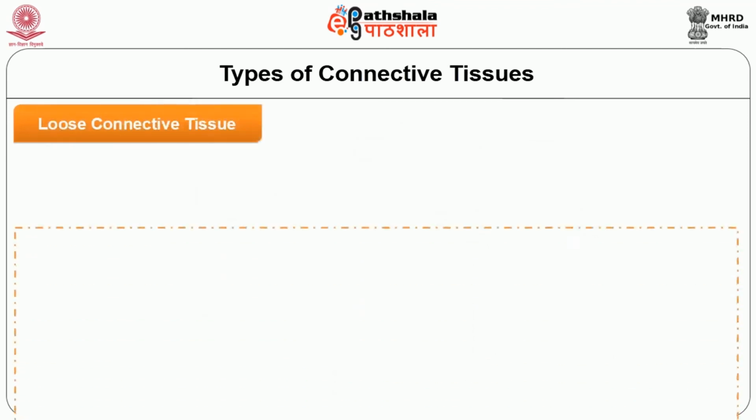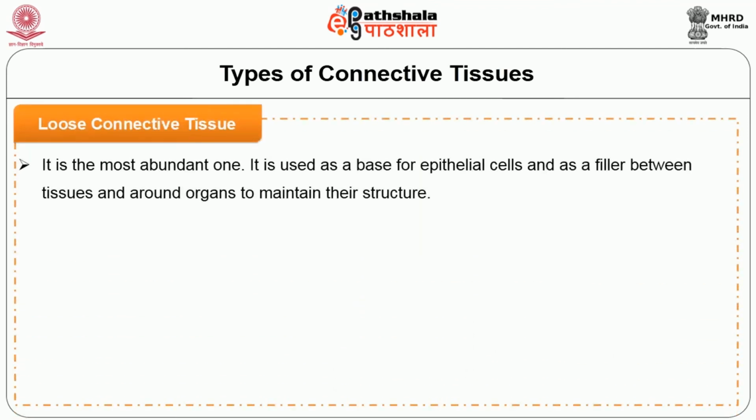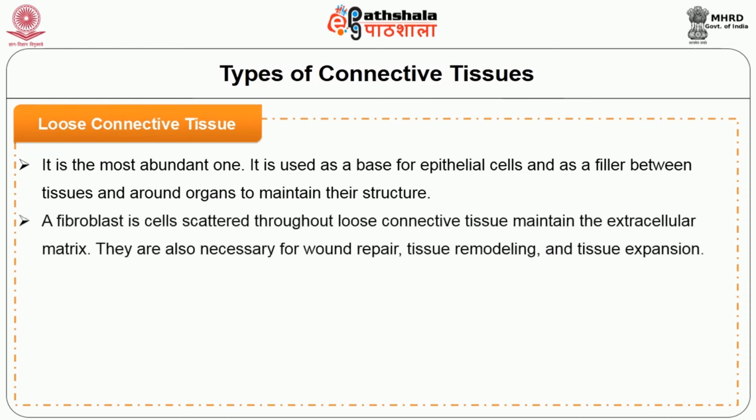First, we will start with the loose connective tissue. Loose connective tissue is the most abundant one. It is used as a base for epithelial cells and as a filler between tissues and around organs to maintain the structure. Fibroblast cells scattered throughout loose connective tissue maintain the extracellular matrix. They are all necessary for wound repair, tissue remodeling and tissue expansion.